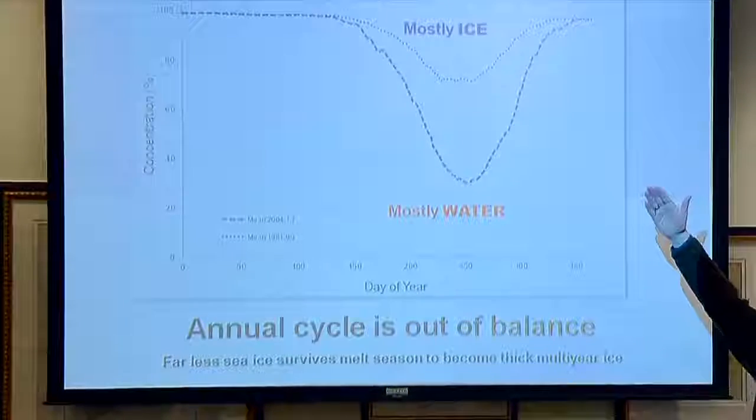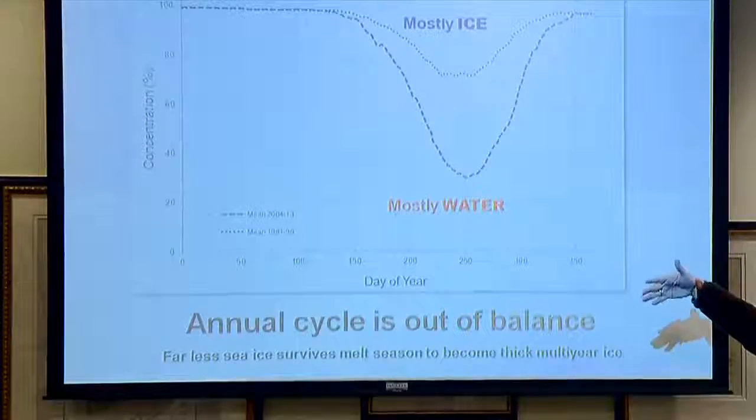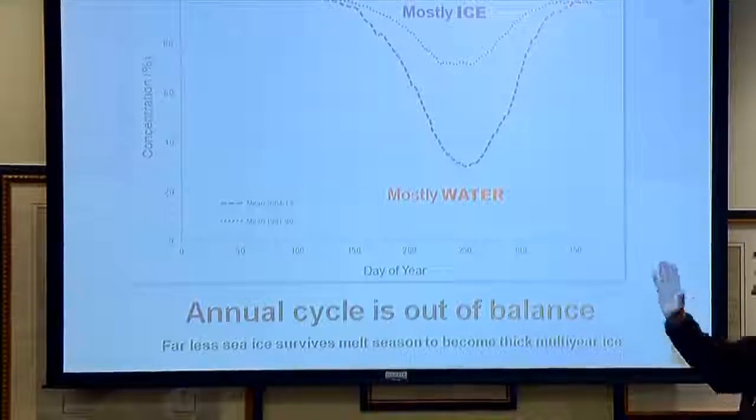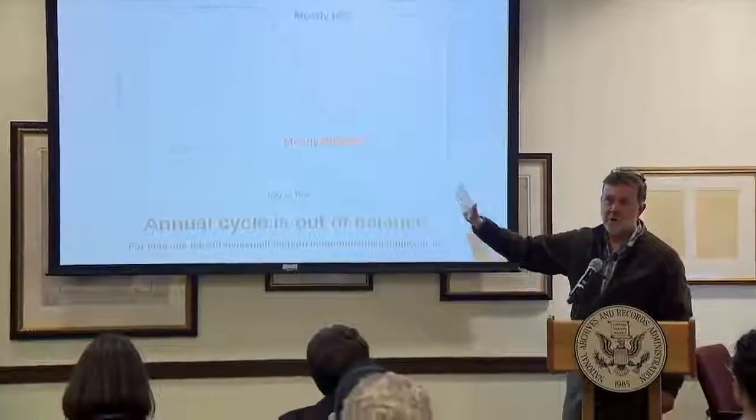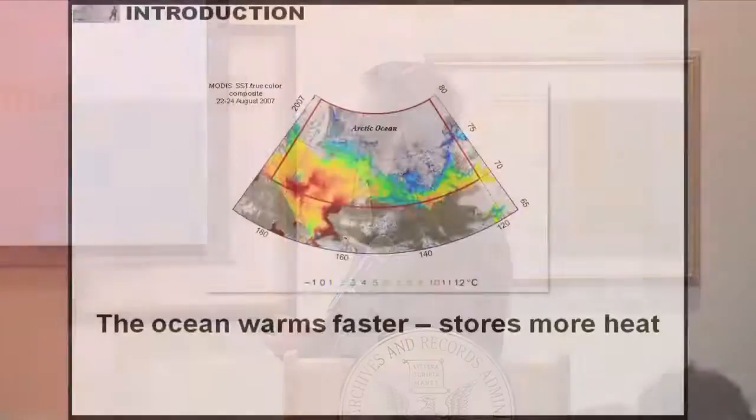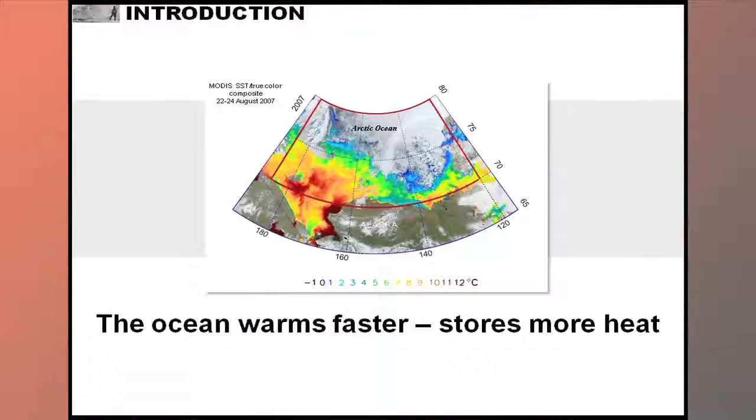And you can see it's moving from mostly ice to mostly water. And it's also shifting in time, where there's more open water sooner in the year. And this is important, especially in the spring, because open ocean warms much faster and much more than ice-covered ocean, and it stores more heat.